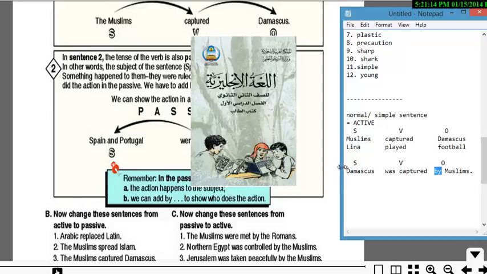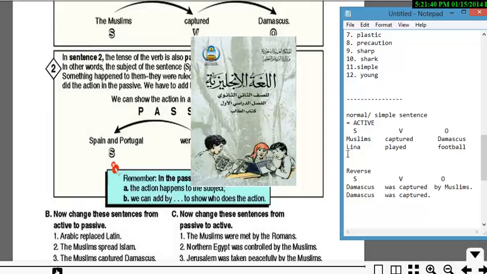We could just say Damascus was captured and it would still be a sentence, you see? Let me just add it here for you. It will still be correct. Damascus was captured. Voila, it's just a sentence. But what is the actual difference between these? So this is like a reverse. It's like the other way around.